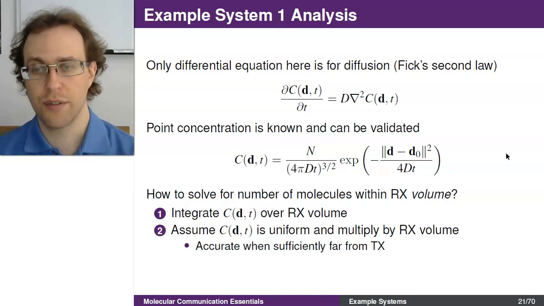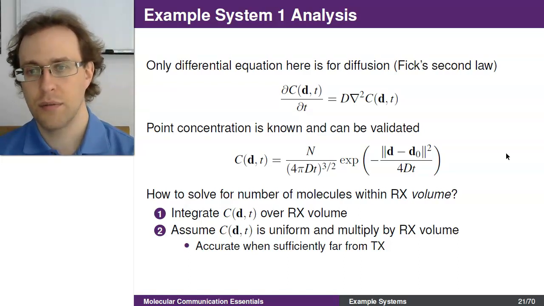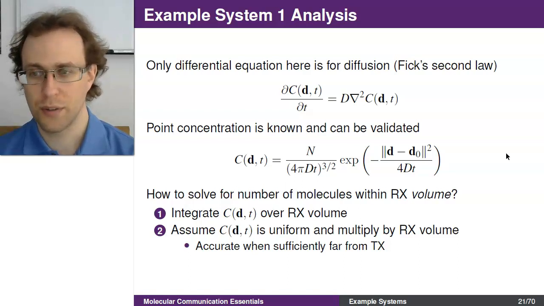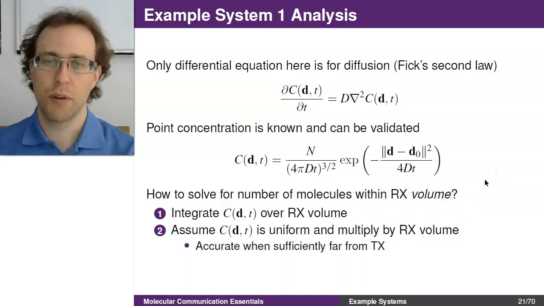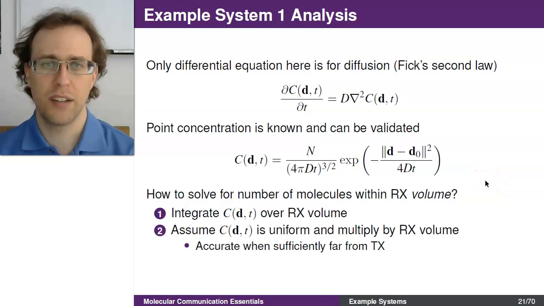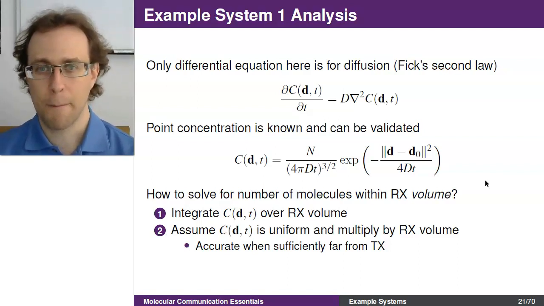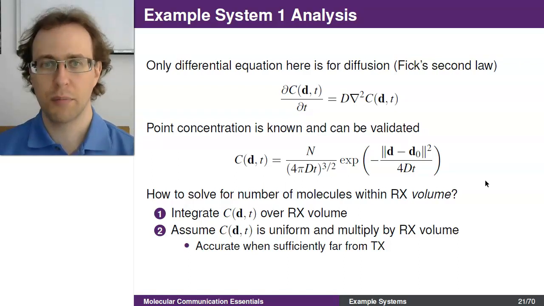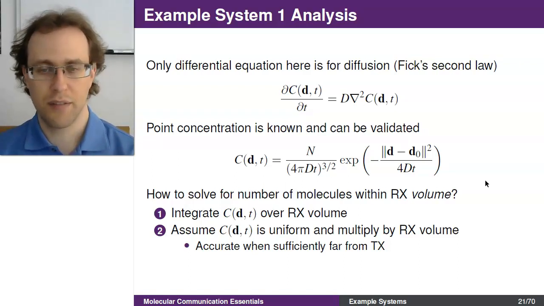As I noted, this is a point concentration, so it's also of interest to determine the actual number of molecules that you'll receive within the volume of a receiver, not just a point concentration. There are two approaches that are possible. One is to integrate this expression over the volume of your receiver. A second approach is to assume that in the local area where the receiver exists, your concentration is going to be uniform. So it's going to be a constant value over the entire receiver, and then you can get the number of molecules by just multiplying the point concentration by the volume of the receiver. This approximation is accurate when you're sufficiently far from the transmitter.